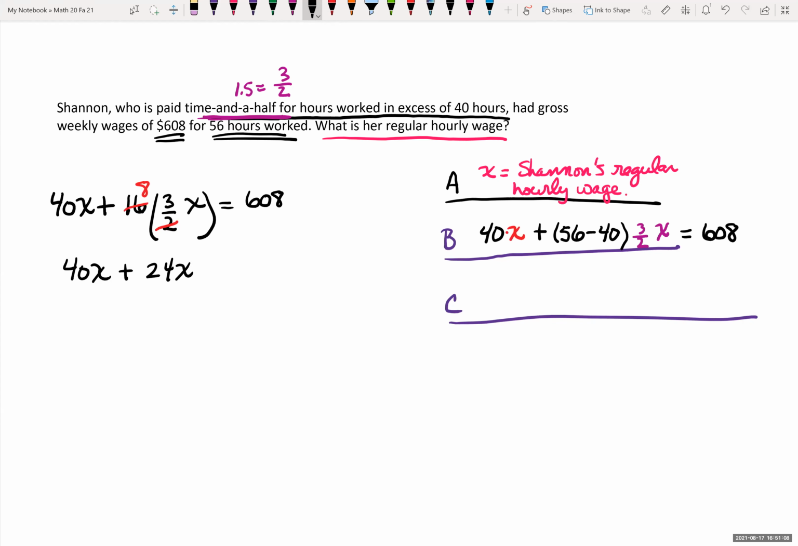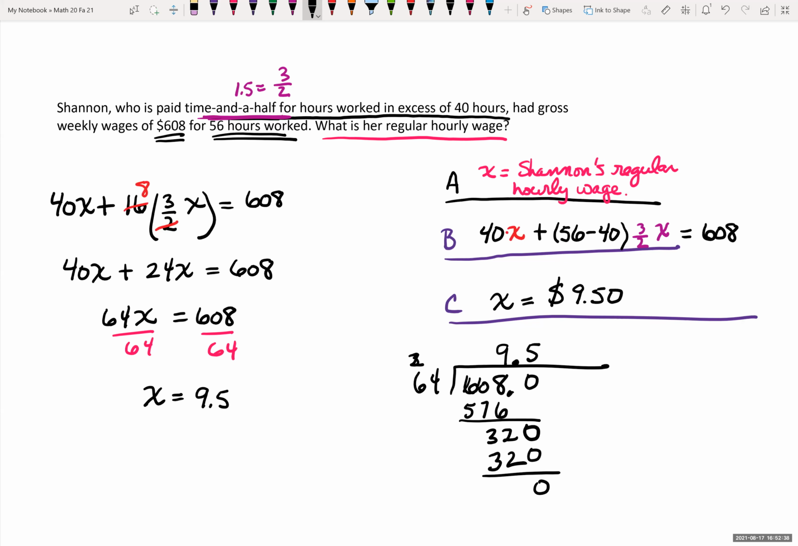So I get here that x is equal to 9.5, which makes more sense because I'm talking about money, and you want to make sure you put your units when we're talking about word problems. So x is equal to $9.50.